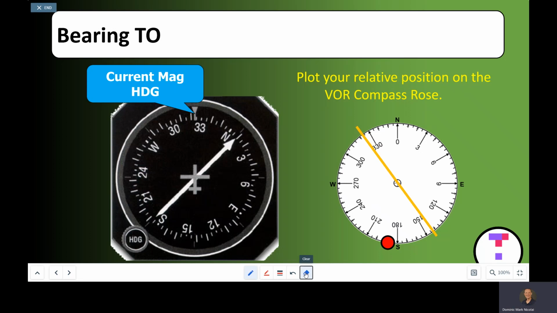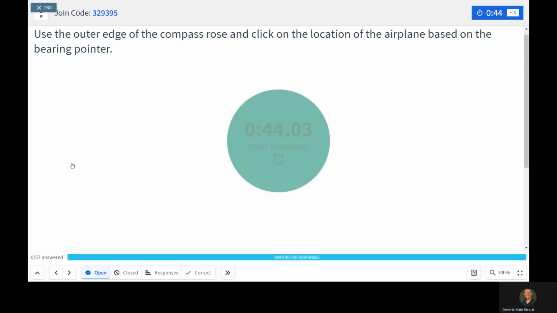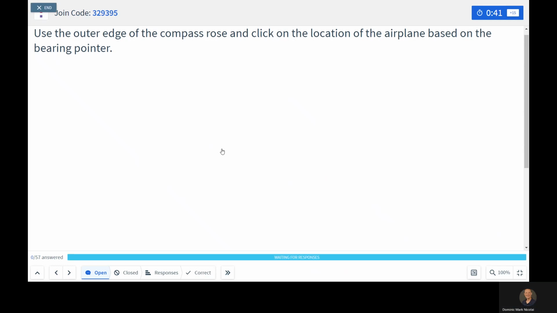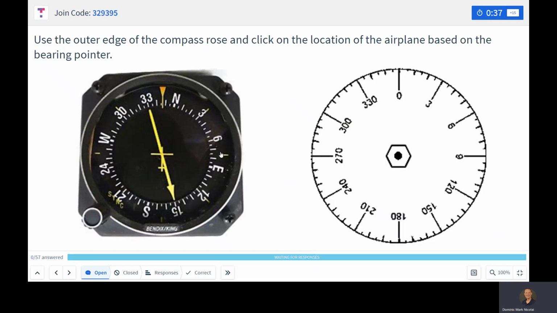See how you do on the top hat question then. On the outer edge of the compass rose, click on the location of the airplane based upon the bearing pointer. I don't have it up there. Do you see something up there? There it goes. So the head of the needle tells you what direction to fly to get there.